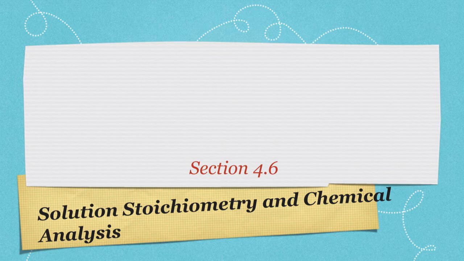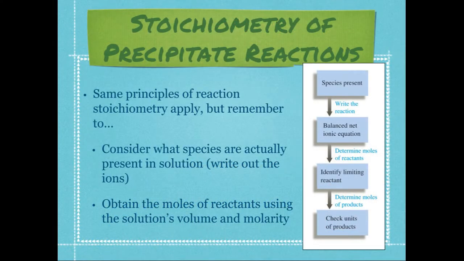In this video, we're going to do some solution stoichiometry and chemical analysis. For solution stoichiometry problems, we'll apply the same principles for any reaction stoichiometry problem. The only difference is sometimes it'll be easier to consider the net ionic equation and only consider the species that are actually reacting and actually present in the solution. And we'll be using molarity and volume to help us determine moles of reactants and products.